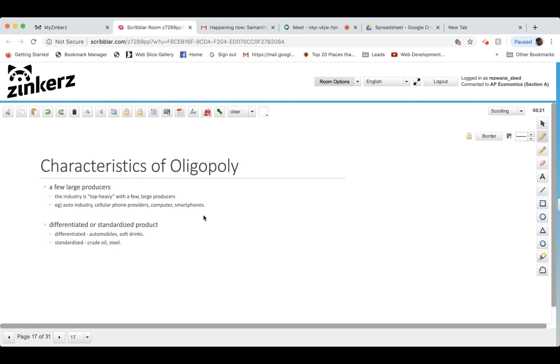So characteristics of oligopoly, right? They have a few large producers. Oligopoly is essentially a type of market structure that is characterized by a small number of relatively large firms that dominate the industry. Okay. So, a small number of large firms. That's key.